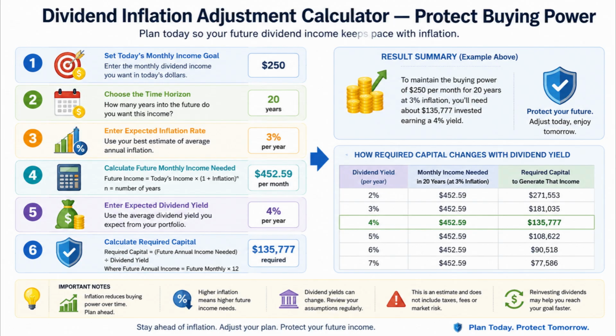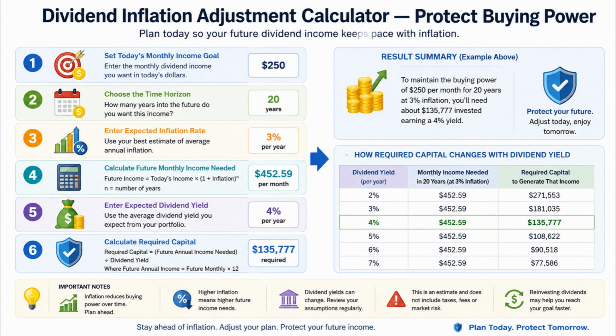Then, that annual income is divided by the dividend yield. At a 4% dividend yield, the estimated capital required is about $135,777. Furthermore, the required capital changes depending on the dividend yield. At a 2% yield, the required capital may be around $271,553. On the other hand, at a 3% yield, it may be about $181,035.